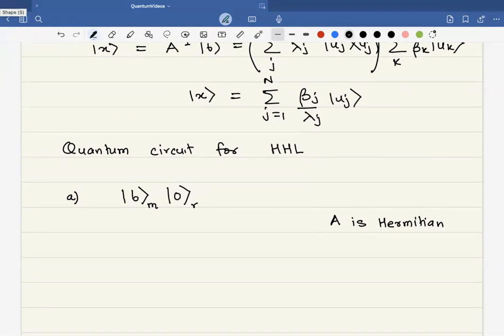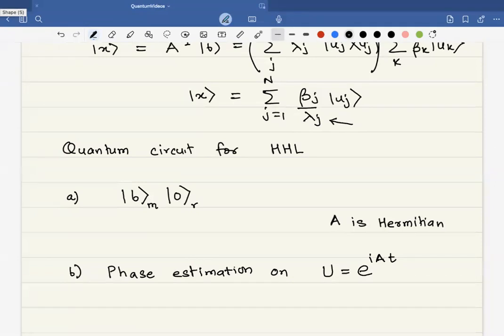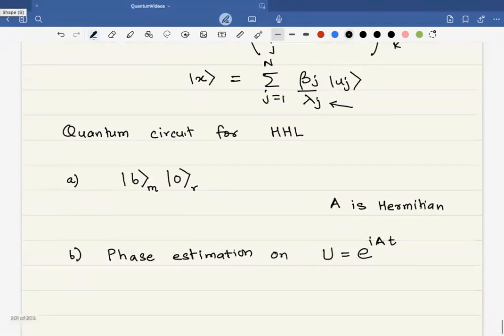And essentially in this solution, we want to get these lambda j's, right? And what we'll do is basically do a phase estimation. So the second step is a phase estimation procedure on not A, because A is not unitary, but rather U, which is a unitary, equal to e to the iAt. So we'll have to decide on t, but we'll do a phase estimation.